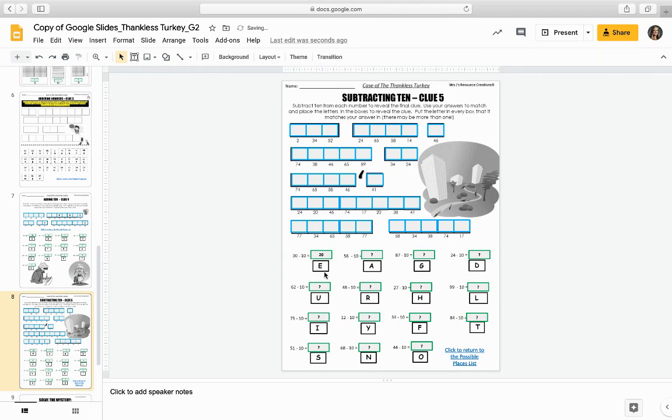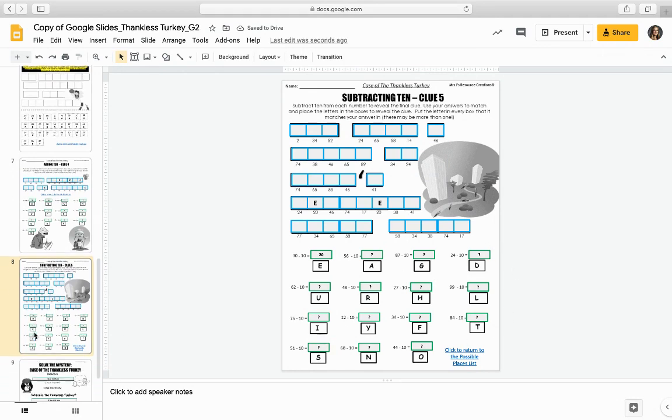So then I'll type in 20. Then I'm going to go up here. Anytime that I see the number 20, I'm going to put an E. All right, so here we go. E, E. That might be it. All right, so you're going to solve all those.